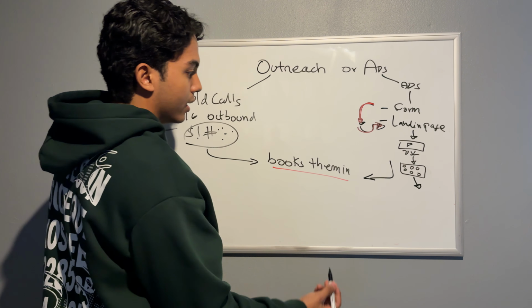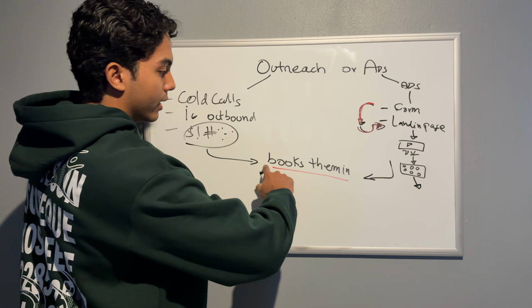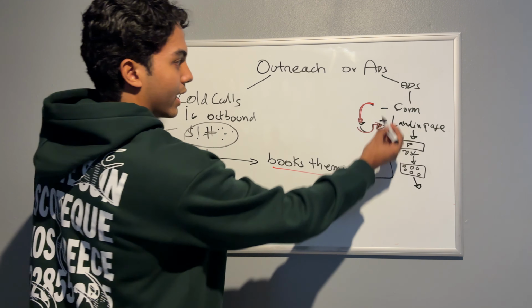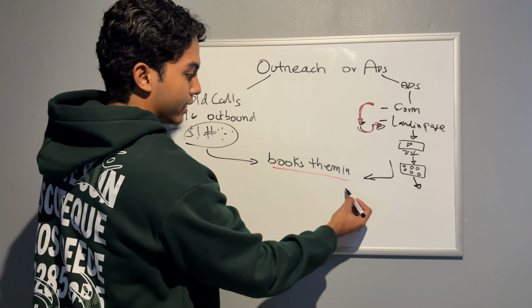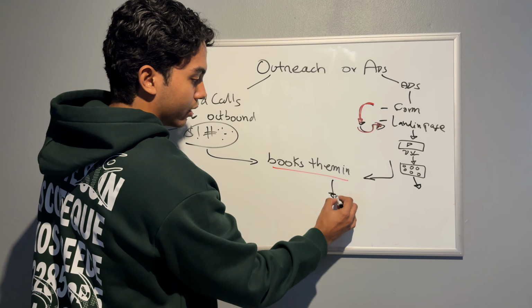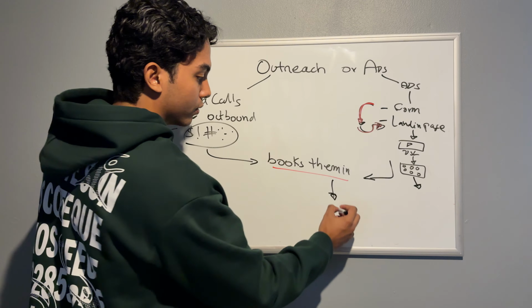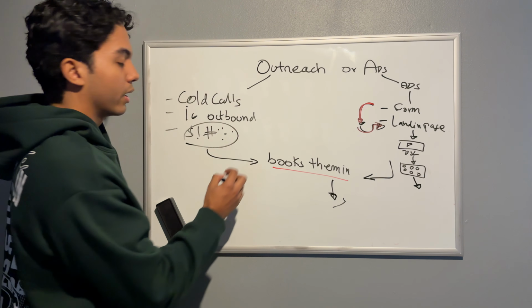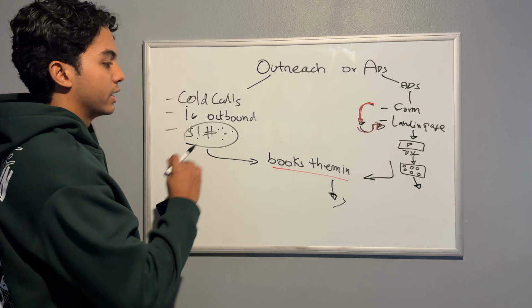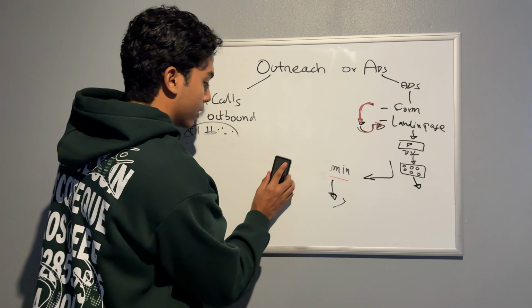Okay, now the process when it books them in is very different. Now, as you can see, they're qualified, and from there on it's just reminders for the ones that come from ads, but for the people that come from cold outreach, it's very different.